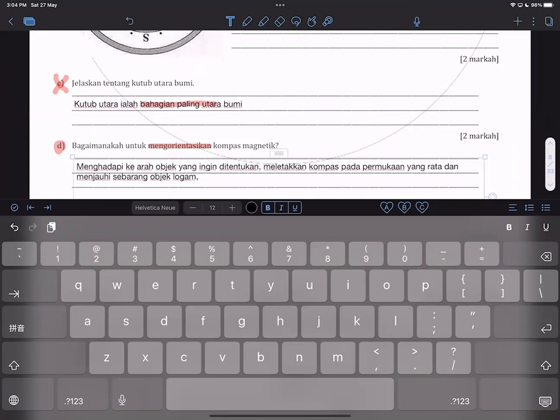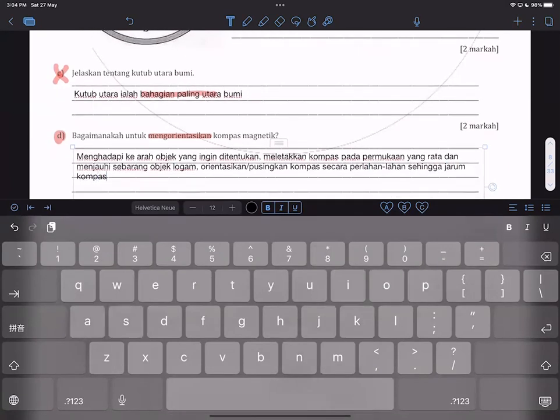So orientasikan. If you don't want to use orientasi, you can use pusingkan. Pusingkan kompas secara perlahan sehingga jarum kompas menunjuk ke arah utara. So this is the fourth step. Okay, so this is supposedly the fourth step, but we combine the second and third. This is the third step. So comma serta, which means the last step.